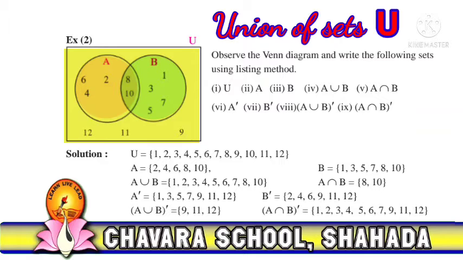Complement of A is equal to {1, 3, 5, 7, 9, 11, 12}. Complement of B is equal to {2, 4, 6, 9, 11, 12}. Complement of A union B is equal to {9, 11, 12}. And complement of A intersection B is equal to {1, 2, 3, 4, 5, 6, 7, 9, 11, 12}.